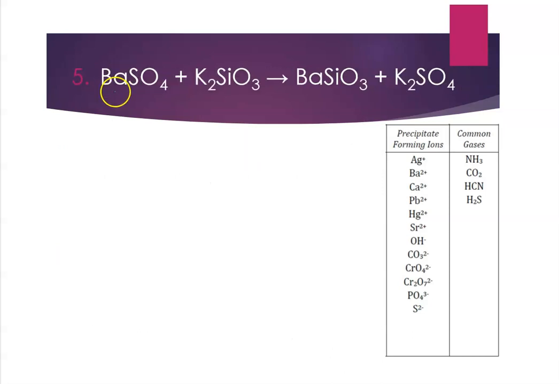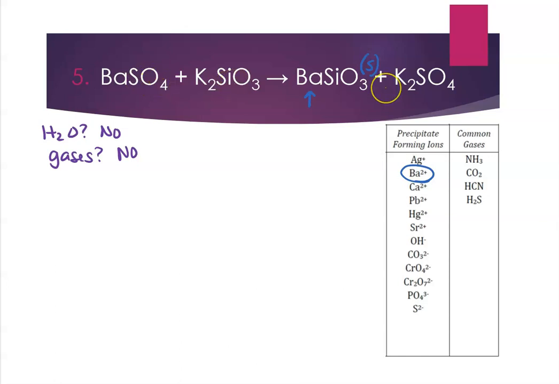So let's take a look at this here. So I have BaSO4 plus K2SiO3 yields BaSiO3 plus K2SO4. All right, so I check to see first, did I make any water? I did not. All right, and then I check to see if there are any gases. NH3, CO2, HCN, H2S, none of those. So that means there has to be a precipitate forming ion. So if I go through my list here, I can see that Ba is a precipitate forming ion. So that means that BaSiO3 is a precipitate. So the precipitate is the whole thing that has the precipitate forming ion. And that's it. So now let's do our net ionic.